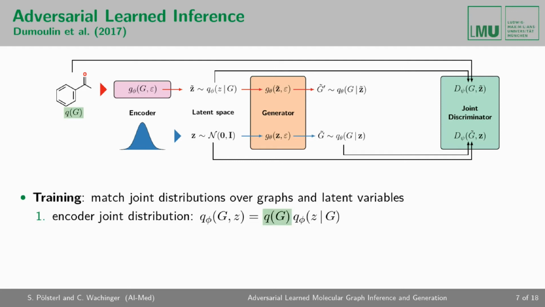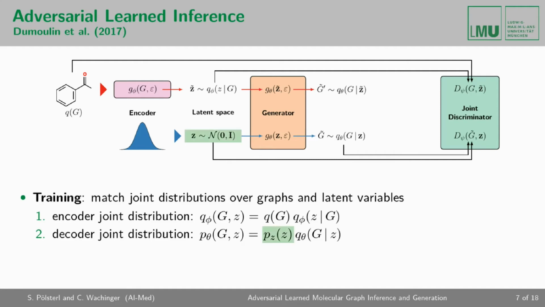It has two parts. The first part is over the real data, which is marked in green, and the second part is the distribution over the latent space produced by the encoder, marked in blue. The second distribution is the decoder joint distribution, with again two parts. The first part is the prior distribution over the latent space, marked in green, and the second part is the distribution over graphs produced by the generator, marked in blue. The training objective is to match these two joint distributions.